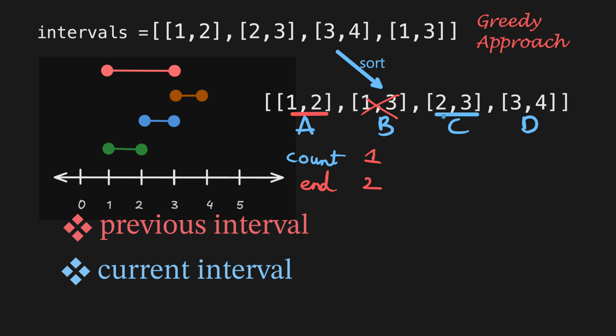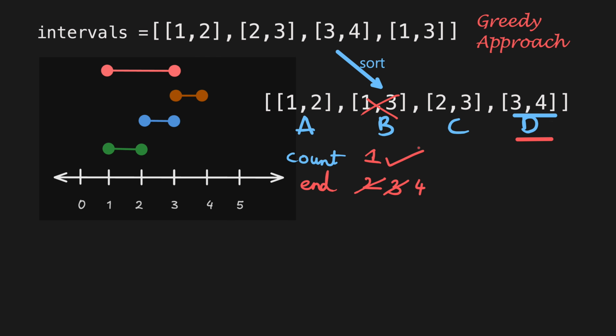It starts at 2, which is equal to the previous interval's end, equal to 2 as well, and since touching is allowed, this is not an overlap, so we keep C and update our end time to 3 from C's end time. And finally, we move to interval D. It starts at 3, which is equal to our previous end, and again there is no overlap, so we keep D as well and update the end time to 4. Now since we have processed all the intervals, we are done, and the total number of removals during the iteration was 1, which we will return as the answer.